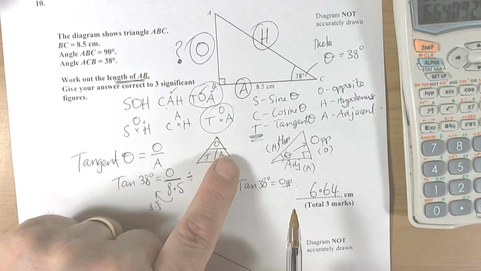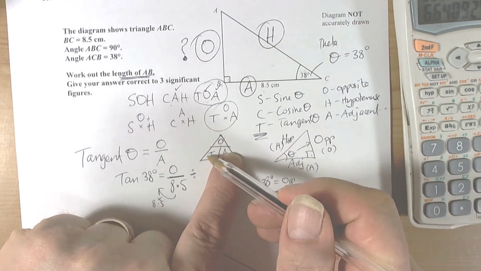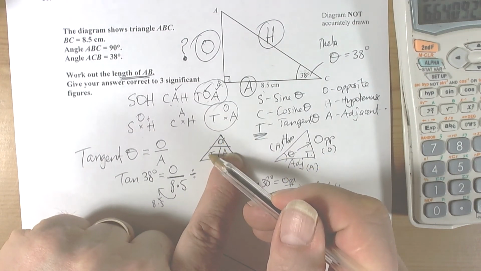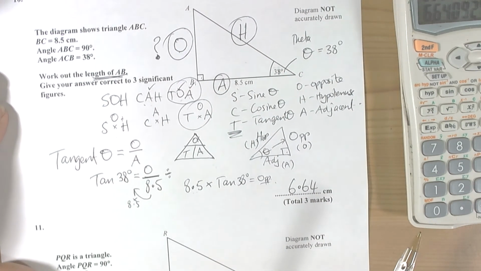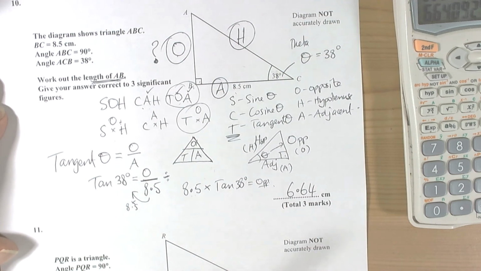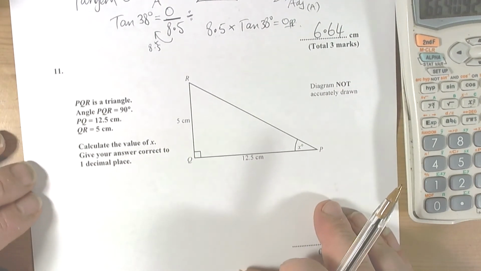If for some reason we wanted the adjacent length, then these two would have been on top of each other. So it would have told us to do the opposite length divide by the tangent of theta. So lots of different ways you can think about using these ratios to find the missing numbers. So that's an example of how to find a missing length using the trigonometric ratios.